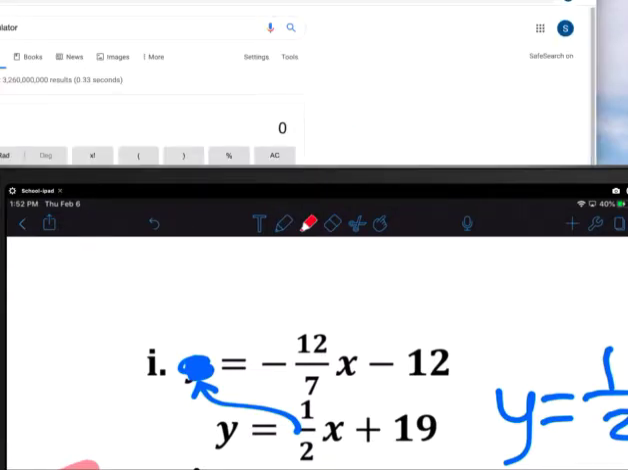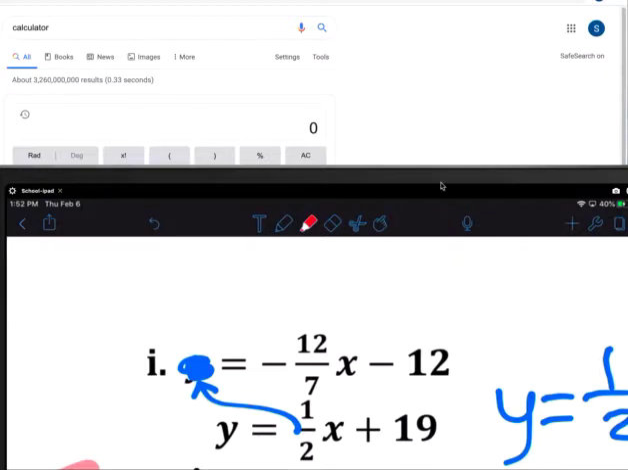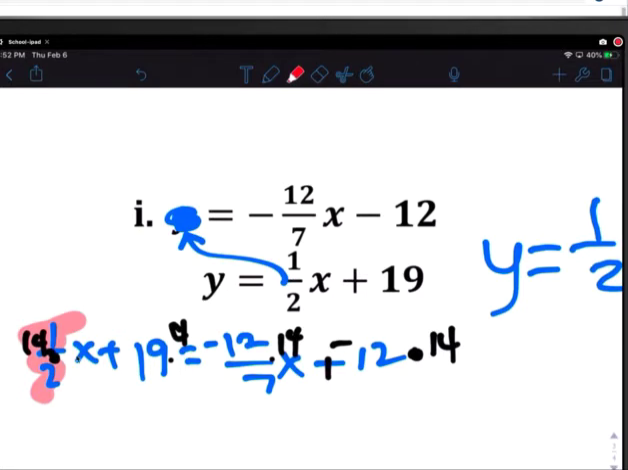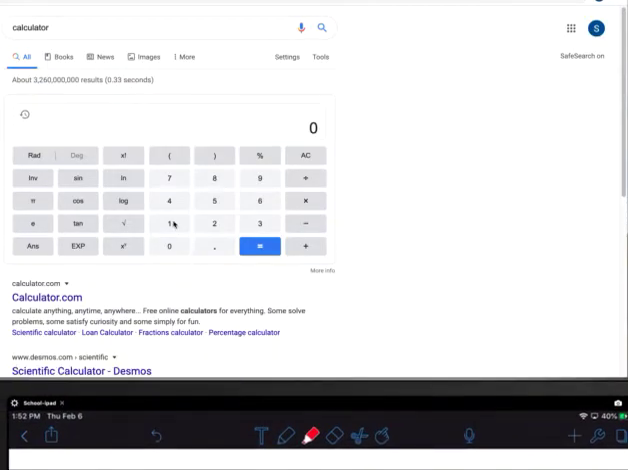Google calculator there. Let's see. So we have this here, 14 times 1 divided by 2. Oops, I didn't put 14, I put 4. 14 times 1 divided by 2, plus a 0, 0 doesn't do anything, equals 7.